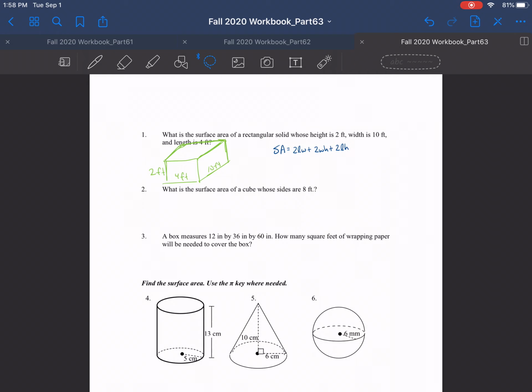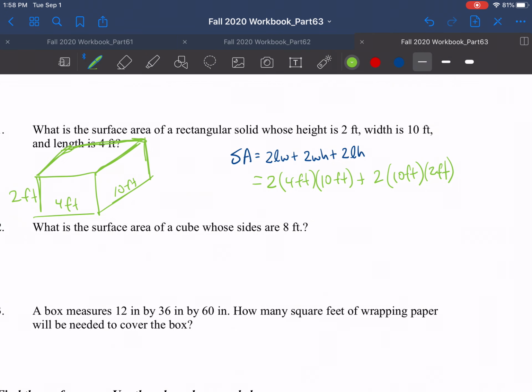And so this is going to be, get my pen here, 2 times the length times the width. So the length is 4 feet, and the width is 10 feet. And then plus 2 times the width, which is 10 feet, times the height, which is 2 feet, right? Zoom in here a little bit. Plus 2 times the length, which is 4 feet, times the height, which is 2 feet.